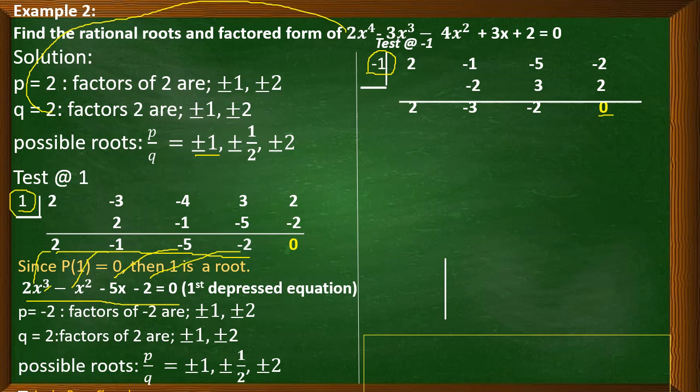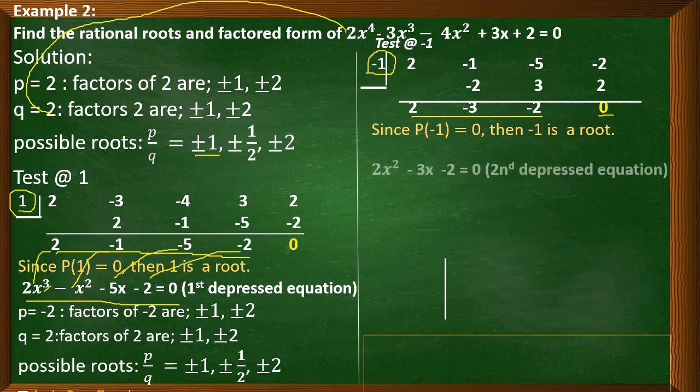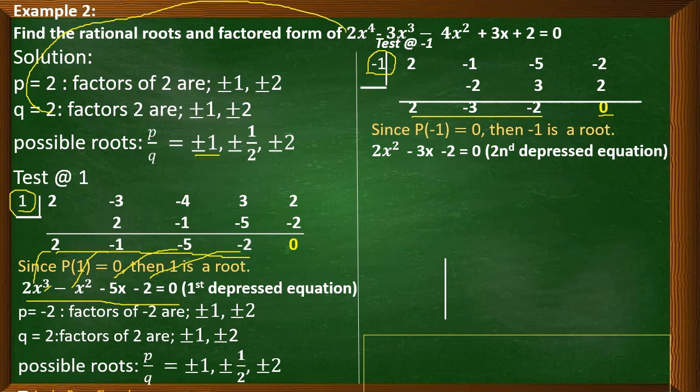Now we have to get the second depressed equation. So for our second depressed equation, we have to base it here. So we have now x squared as the highest degree for our second depressed equation. So we have 2x squared minus 3x minus 2. It is actually coming from here. 2x squared minus 3x minus 2 and equate it with 0.